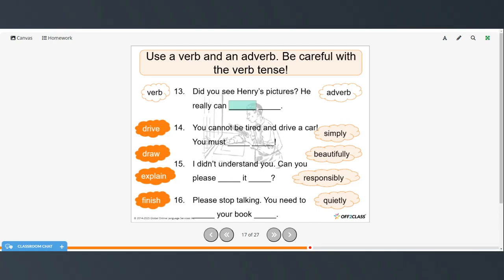Okay, so did you see Henry's pictures? He really can draw beautifully. You cannot be tired and drive a car. You must drive responsibly.